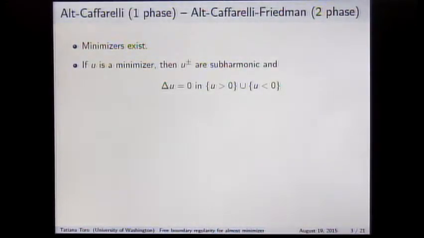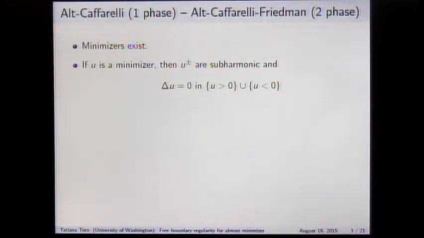They prove that if U is a minimizer, so U plus, I remind you, is the positive part, the maximum of 0 and U. U minus is the maximum of 0 and minus U. So U plus and minus are subharmonic. If I am in the one-phase problem, take U minus to be identically equal to 0. So they're subharmonic, and they are harmonic, and U, which is U plus minus U minus, is harmonic wherever you have a sign. Okay, so maybe it's time for the first picture.